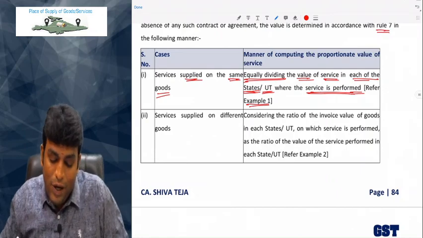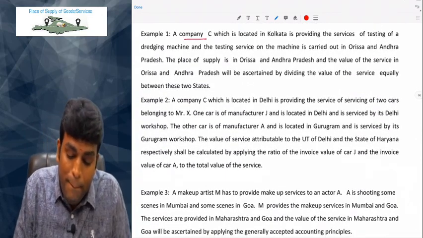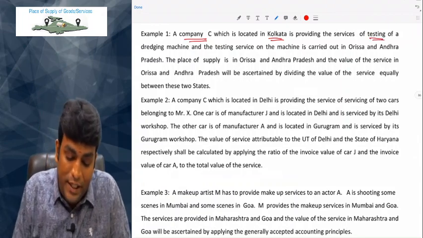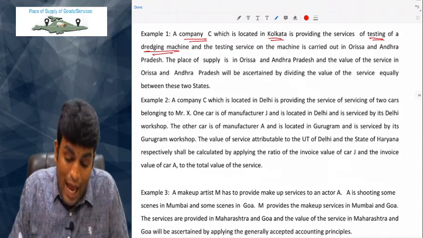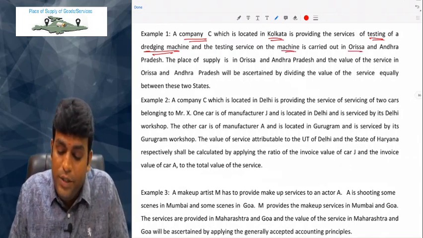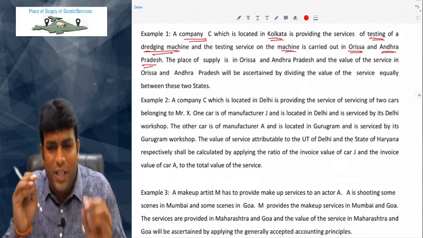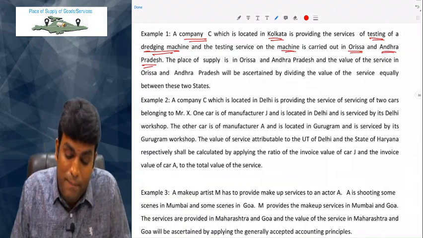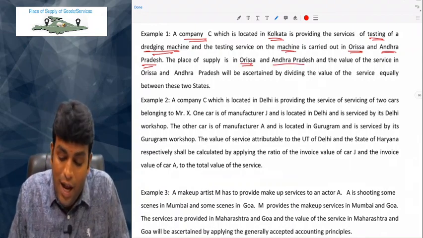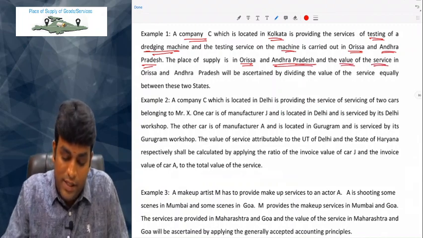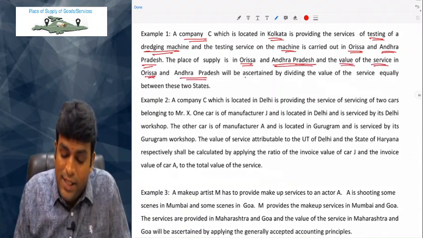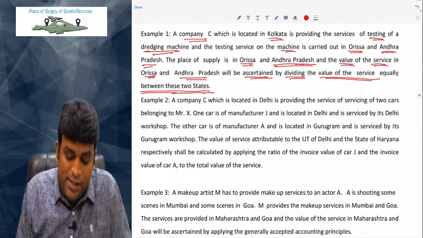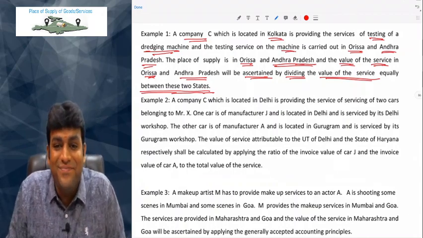Let's look at example 1 for this. A company C, which is located in Kolkata, is providing the service of testing of a dredging machine. The testing service on the machine is carried out in Orissa and also in Andhra Pradesh. So place of supply is in Orissa and also in AP. The value of service in Orissa and AP will be ascertained by dividing the value of service equally between these two states.